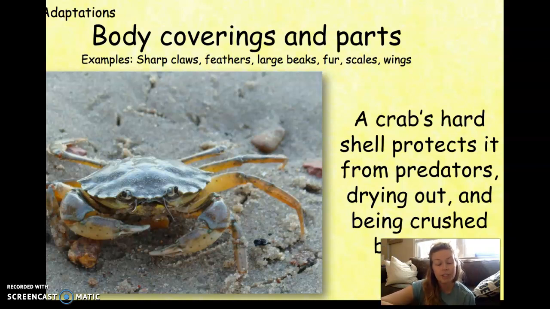So if we look at the picture of the crab, a crab's hard shell protects it from predators, drying out and being crushed by waves. So you might not have known that a crab has a physical adaptation of their hard shell to protect them when they're constantly in and out of the water.